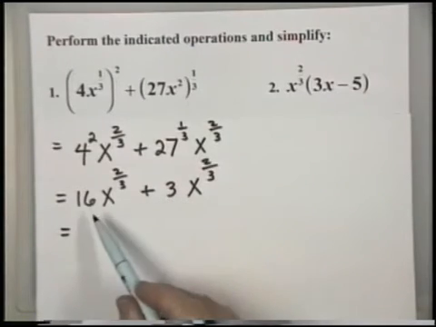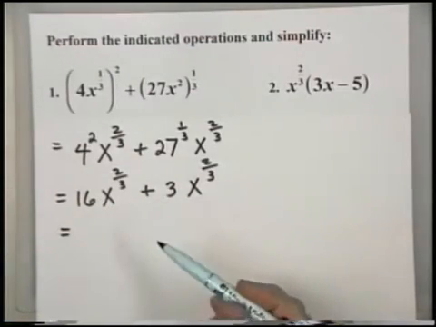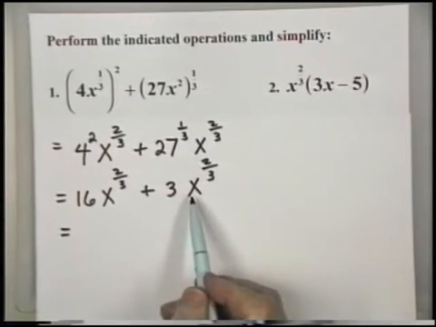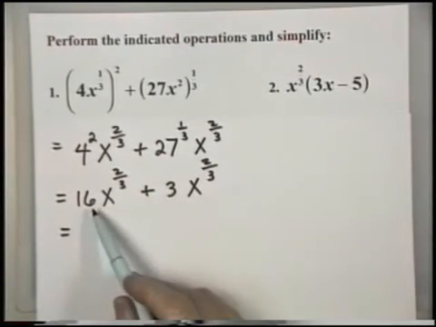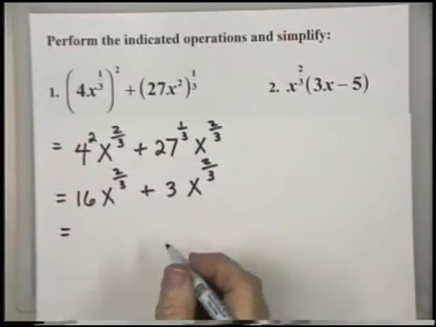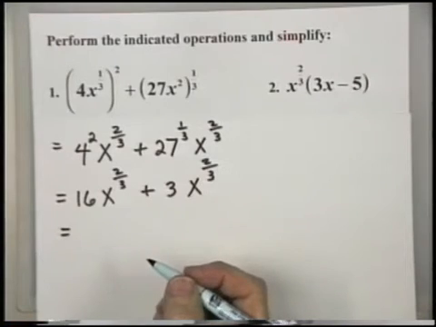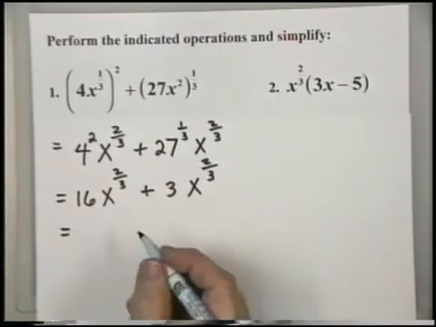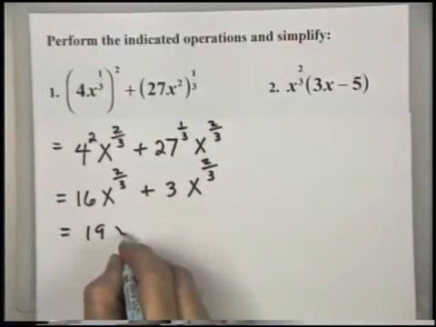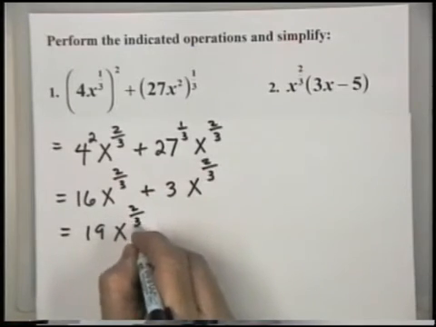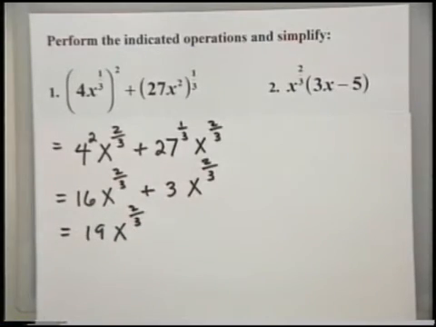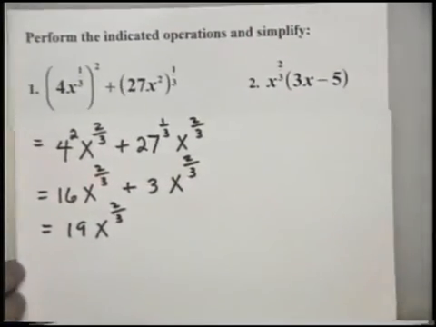Remember, like terms are any terms in which if you ignore the coefficients, they're identical. Well, the coefficients here are 3 and 16. Those are like terms because they have exactly the same variables and exponents. So that's just 19x to the 2/3 as it simplifies.